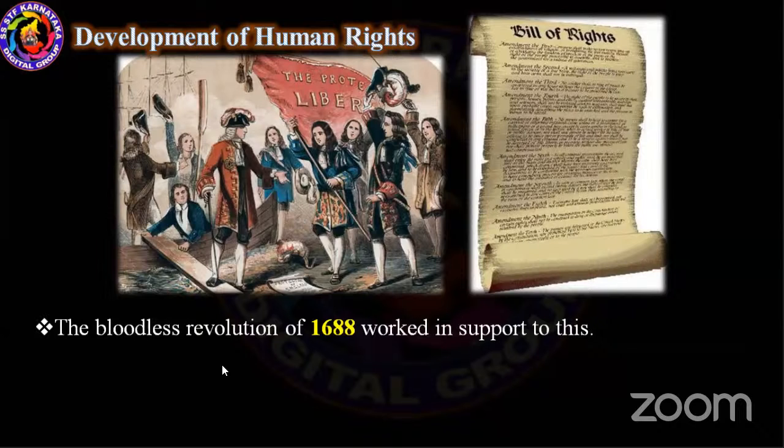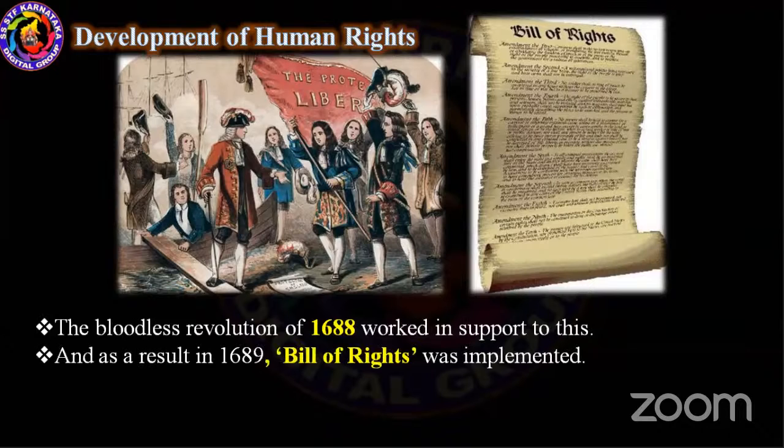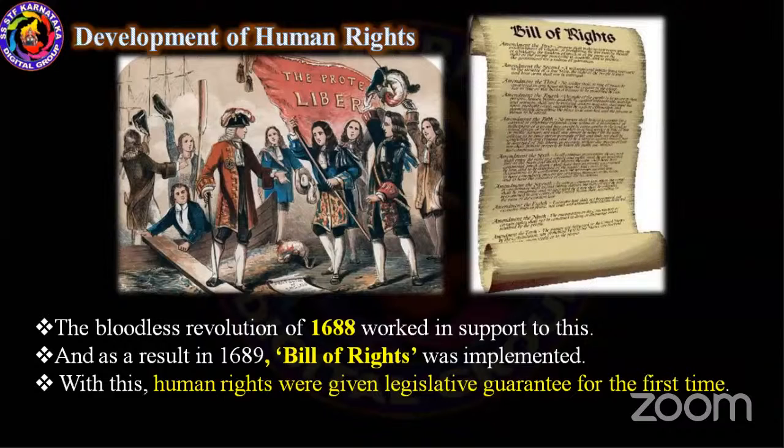The bloodless revolution of 1688 worked in support of this. In 1688 in England, people protested against the government without violence. As a result, in 1689 the Bill of Rights was implemented in England, and human rights were given a legislative guarantee for the first time here. Later onwards, governments granted human rights to the people through legislative guarantee or through the constitution.